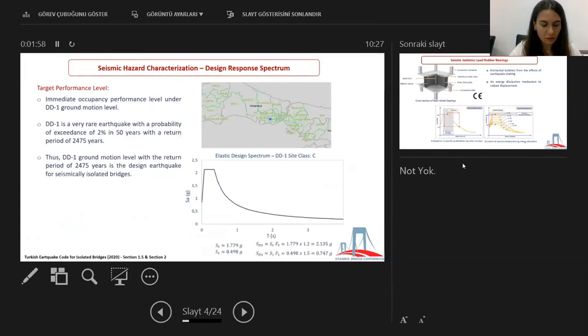The Turkish earthquake code for isolated bridges says that all isolated bridges shall have immediate occupancy performance level under the DD1 ground motion level. DD1 means a very rare earthquake with a probability of exceedance of 2% in 50 years, with a return period of 2,475 years. Therefore, DD1 is the design earthquake for seismically isolated bridges. On the right side, you can see the elastic design spectrum for site class C. Spectral ordinates are provided from the seismic hazard map of Turkey. Short period design spectral acceleration and 1 second period spectral acceleration values are calculated using site class coefficients.